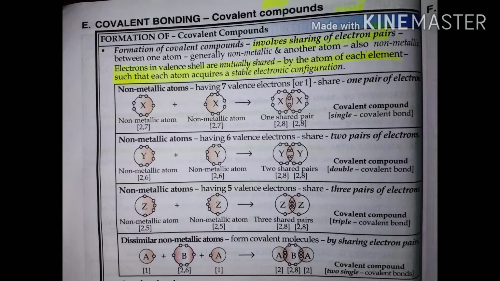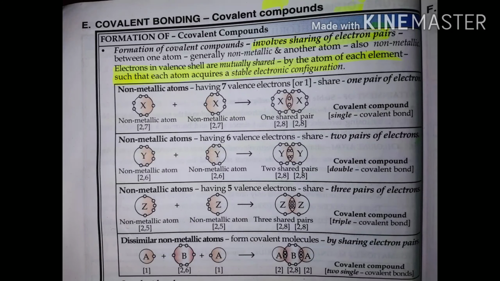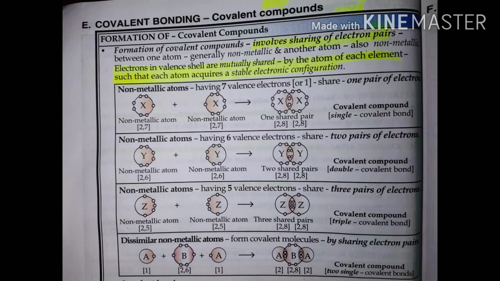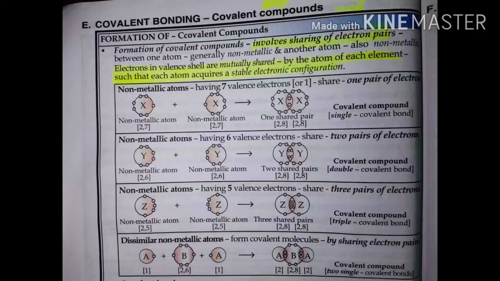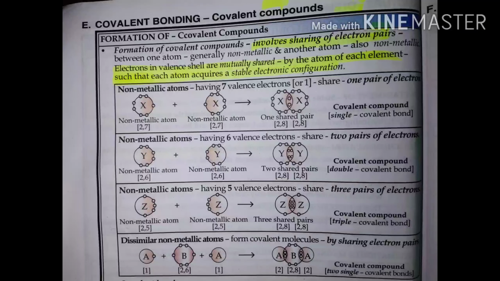On page number 28, you can see some examples. They have shown examples of a single covalent bond, a double covalent bond, and a triple covalent bond. A single covalent bond is when two elements share one pair of electrons. A double covalent bond is a bond in which two atoms share two pairs of electrons, and a triple covalent bond means when two atoms share three pairs of electrons.